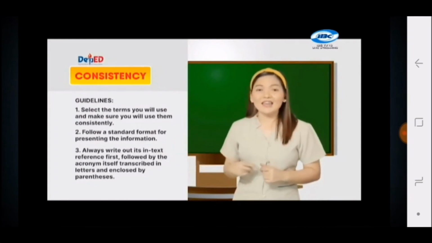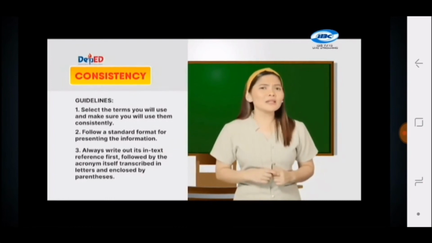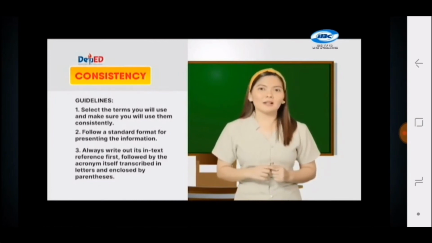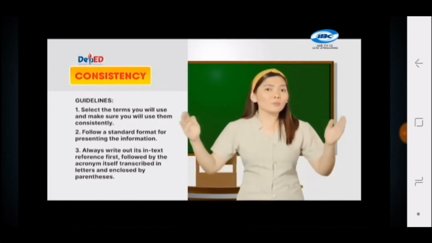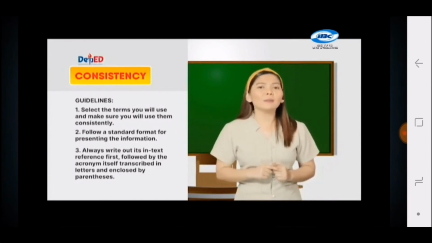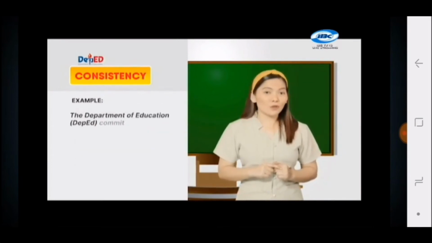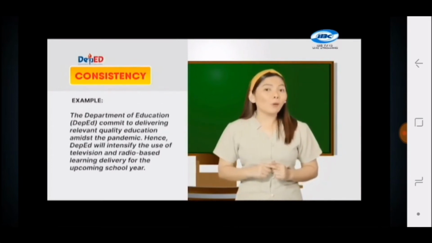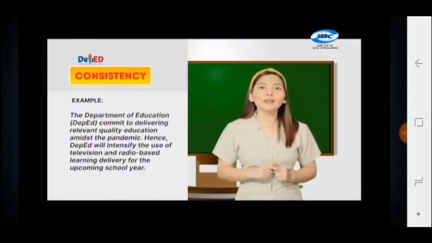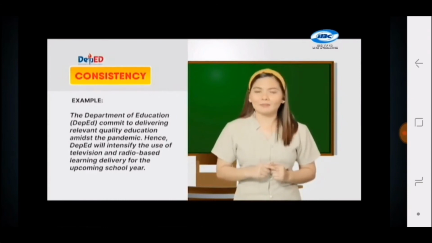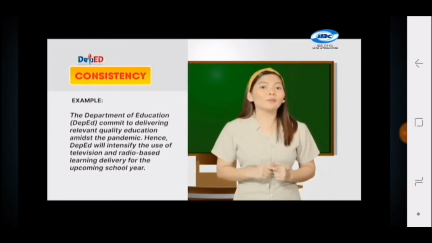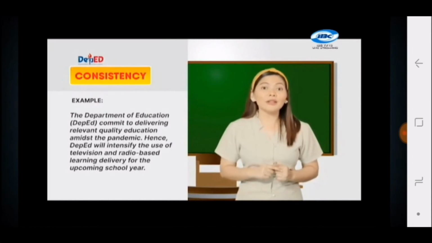Number 3, in using acronym, always write out its in-text reference first, followed by the acronym itself transcribed in letters and enclosed by parentheses. Succeeding references to the acronym can be used only by the letters alone. For example, the Department of Education or DepEd. Commit to delivering relevant quality education amidst the pandemic. Hence, DepEd will intensify the use of television and radio-based learning delivery for the upcoming school year.